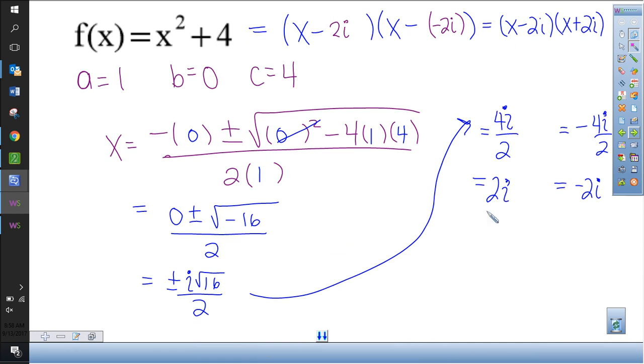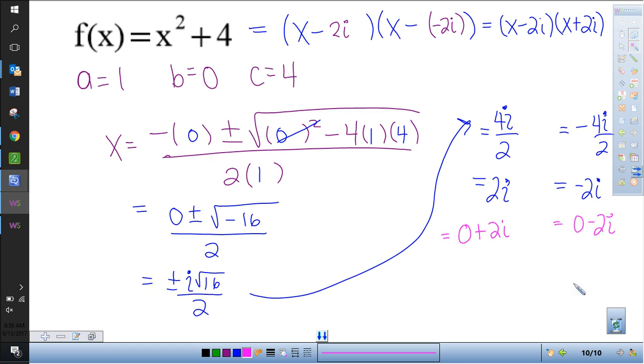And this one is a complex number because it's 0 plus 2i. It has 0 real component plus 2 imaginary, 2 non-real. Remember, imaginary and non-real kind of go hand in hand with each other. So that's 0 minus 2i. To check that this factored form is correct, let's distribute it out and see if we get back to x squared plus 4. Let's see if this works.